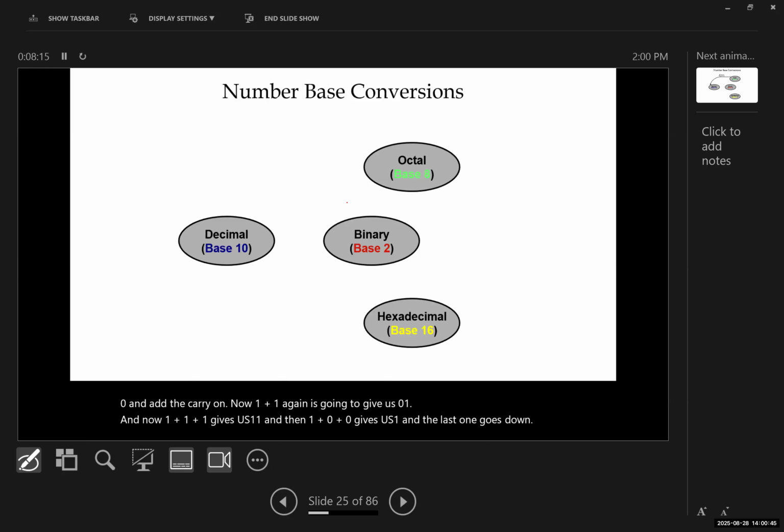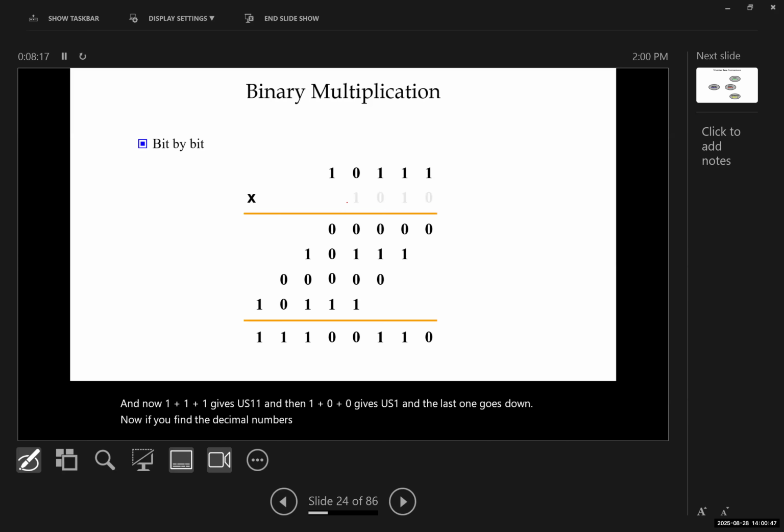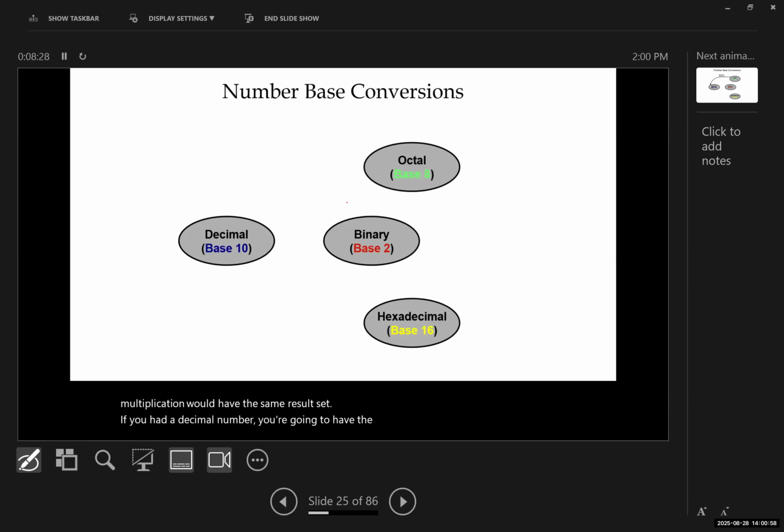Now, if you find the decimal numbers, again, you can convert easily. You can see that the multiplication would have the same results as if you had decimal numbers.